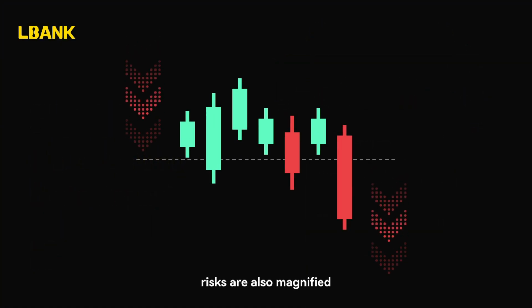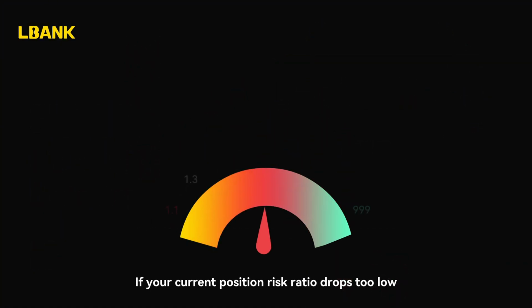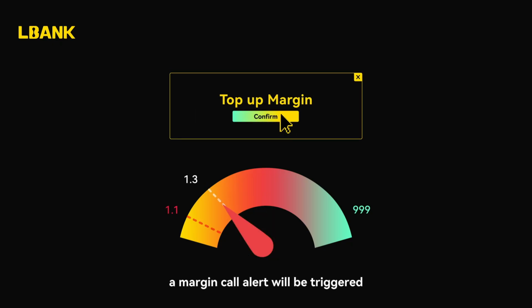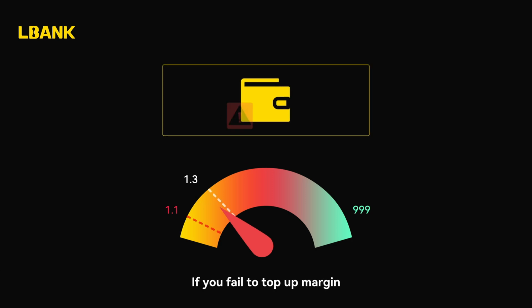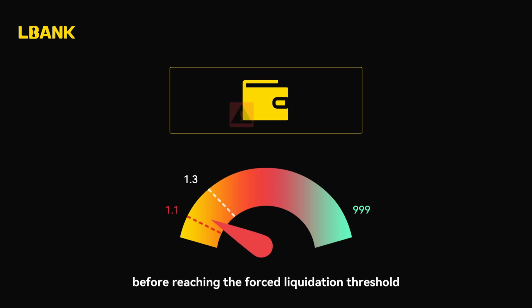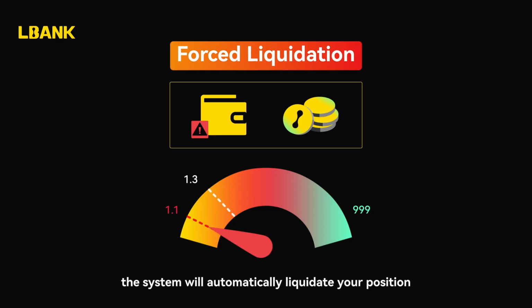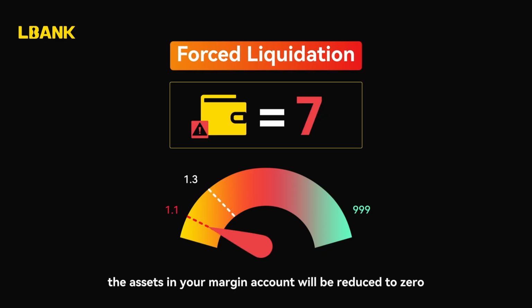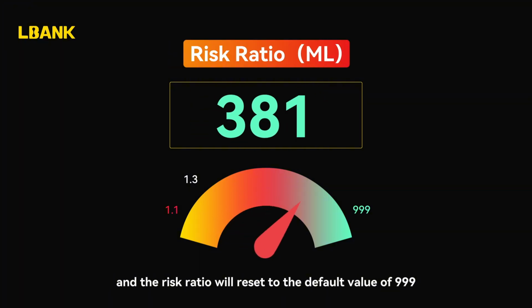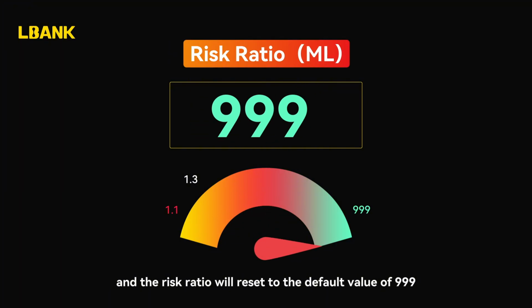However, risks are also magnified. If your current position risk ratio drops too low, a margin call alert will be triggered. If you fail to top up margin before reaching the forced liquidation threshold, the system will automatically liquidate your position. After liquidation, the assets in your margin account will be reduced to 0, and the risk ratio will reset to the default value of 9.99.